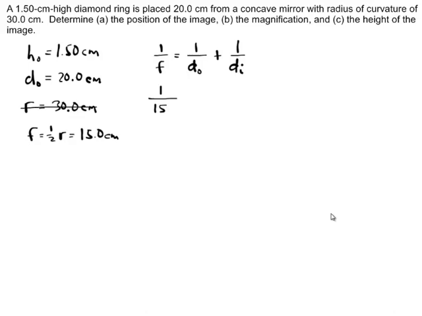There will be problems where you might have some distances in centimeters and some in meters. You just have to make sure they're all the same. It doesn't really matter which units you use as long as it's the same. I got 1 over 15 equals 1 over 20 plus 1 over dI.